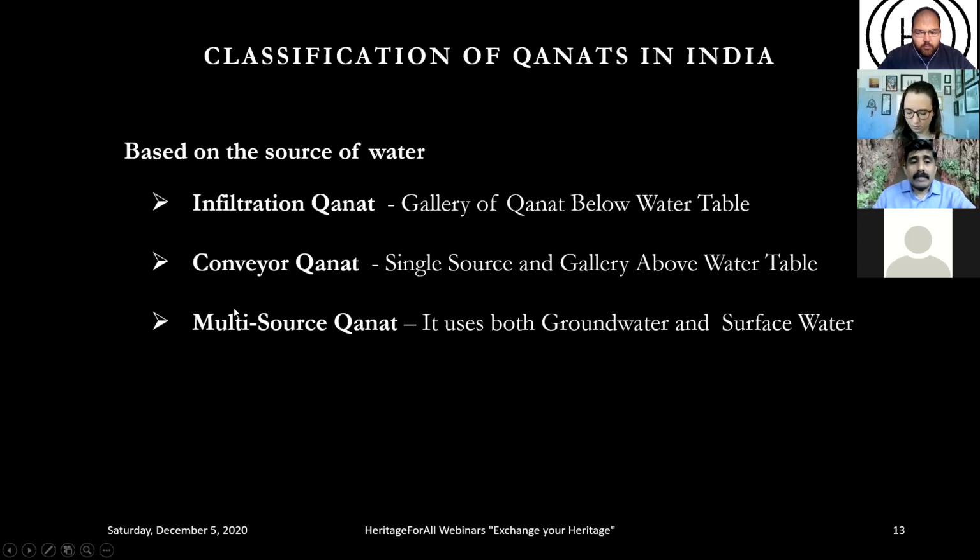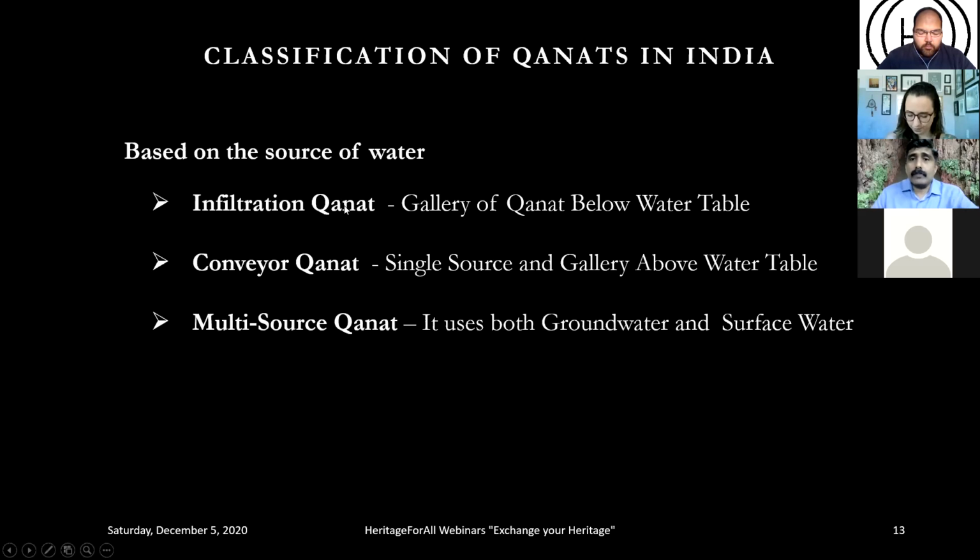This, especially the one which I explained about Bijapur, falls in this particular category, where there are multiple sources of water. And the infiltration Qanat, especially the first one that we saw, Bidar, and the last one that we saw, Burhanpur, fall under this category. Some of the Qanats in Aurangabad and Ahmednagar fall under the conveyor category.